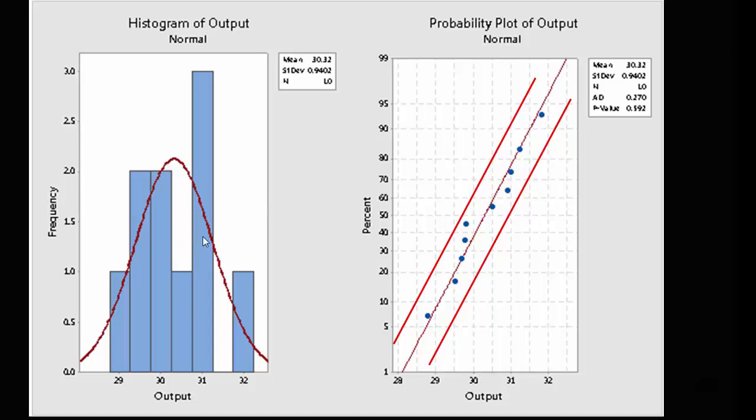So again, the histogram is a frequency plot, the number of occurrences that we get data that fall into these different intervals, and that gives the data shape. And if the data are normally distributed, that shape will resemble a bell-shaped curve. Having looked at these two plots, I would conclude that both the histogram and the normal probability plot indicate that the data are reasonably normally distributed.